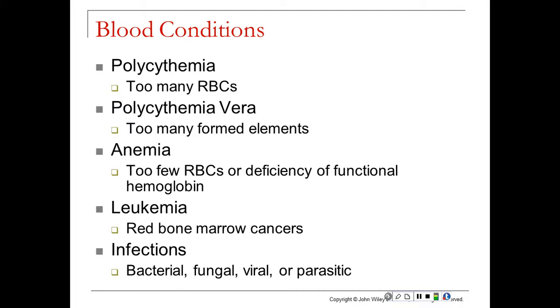So some blood conditions include polycythemia. This is where you have too many red blood cells. Polycythemia vera would be just too many formed elements, so not just red blood cells, this would include white blood cells. Anemia would be the opposite, too few red blood cells, or deficiency of functional hemoglobin. There's also leukemia, which is red bone marrow cancers, which leads to abnormal blood cells. And then other infections, including bacterial, fungal, viral, or other parasitic infections, can influence our blood composition.